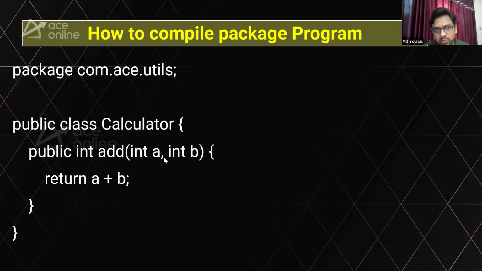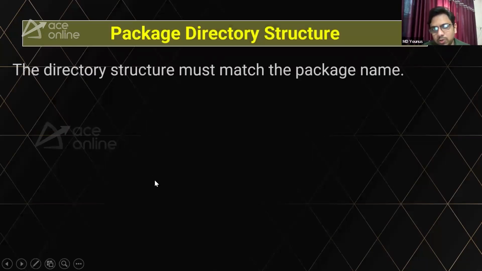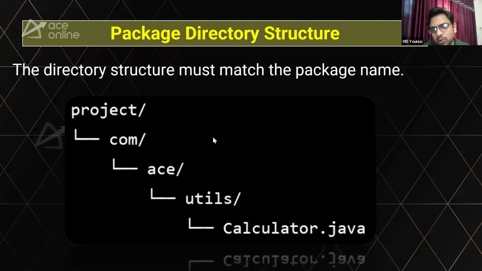So when I compile this code, it will create a dot class file. Now, if you look at the folder structure, it looks like this. Let me show you the directory structure. You can see here that the directory structure will be like this. Let's say you have a main folder called project, where you're keeping all your Java files. The dot class file, or even the source file, can be saved, but basically a dot class file will be created.